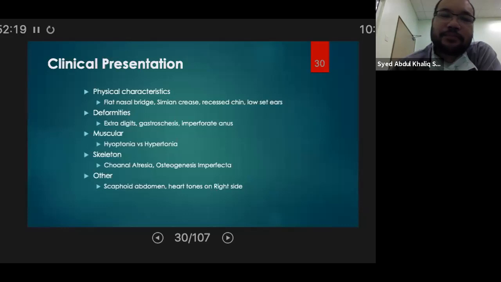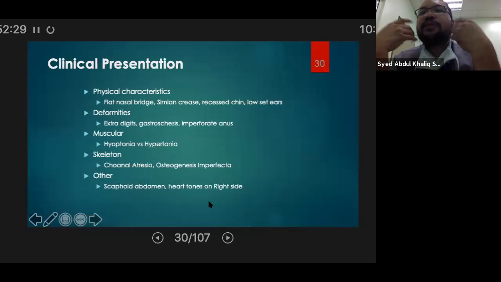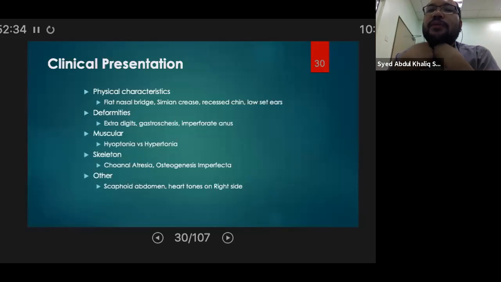So sometimes they may have hypotonia as well. So hypotonia, central hypotonia is associated with laryngomalacia. So the child may have problem with the airway as well. So respiratory distress is not just about the lungs. It may also be because of the upper airway.